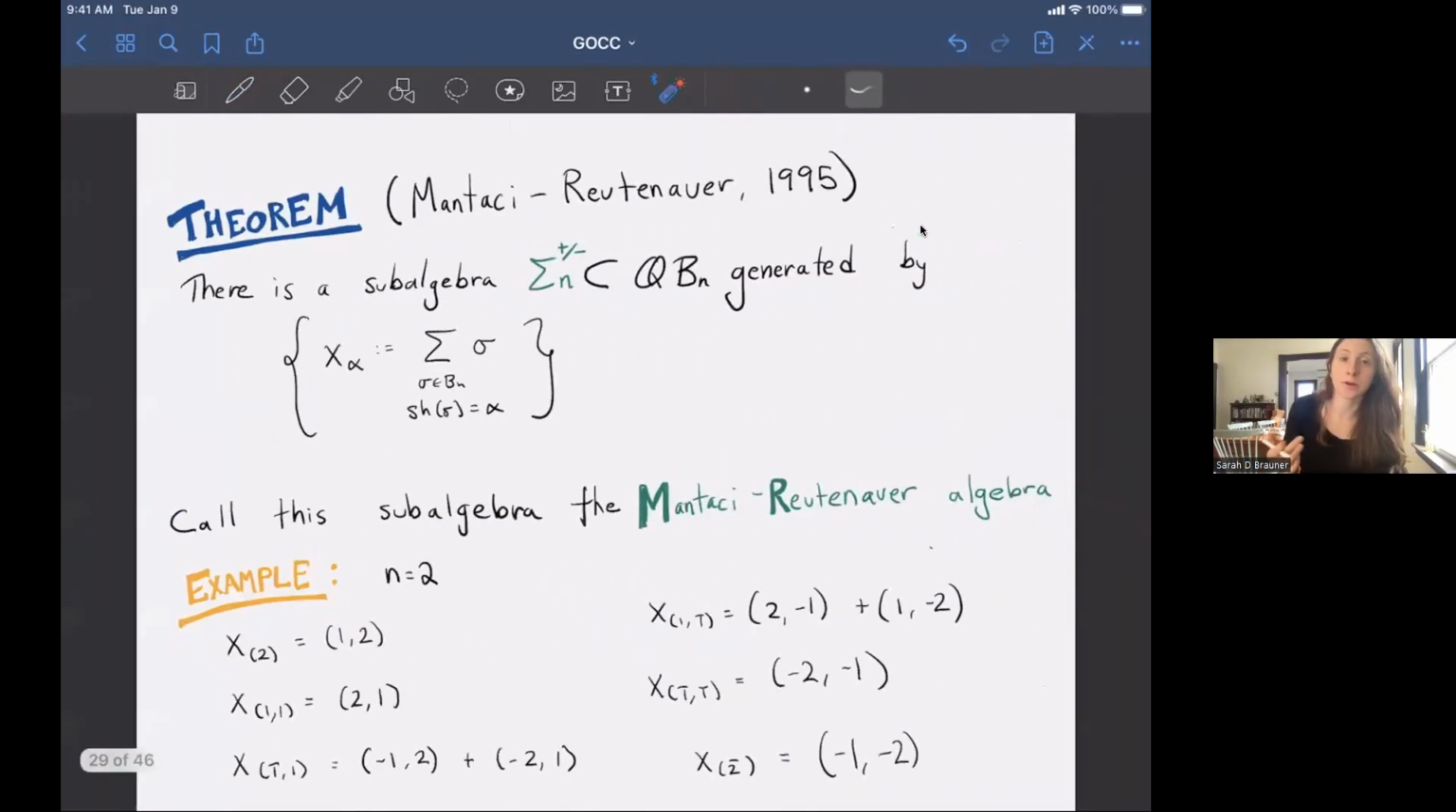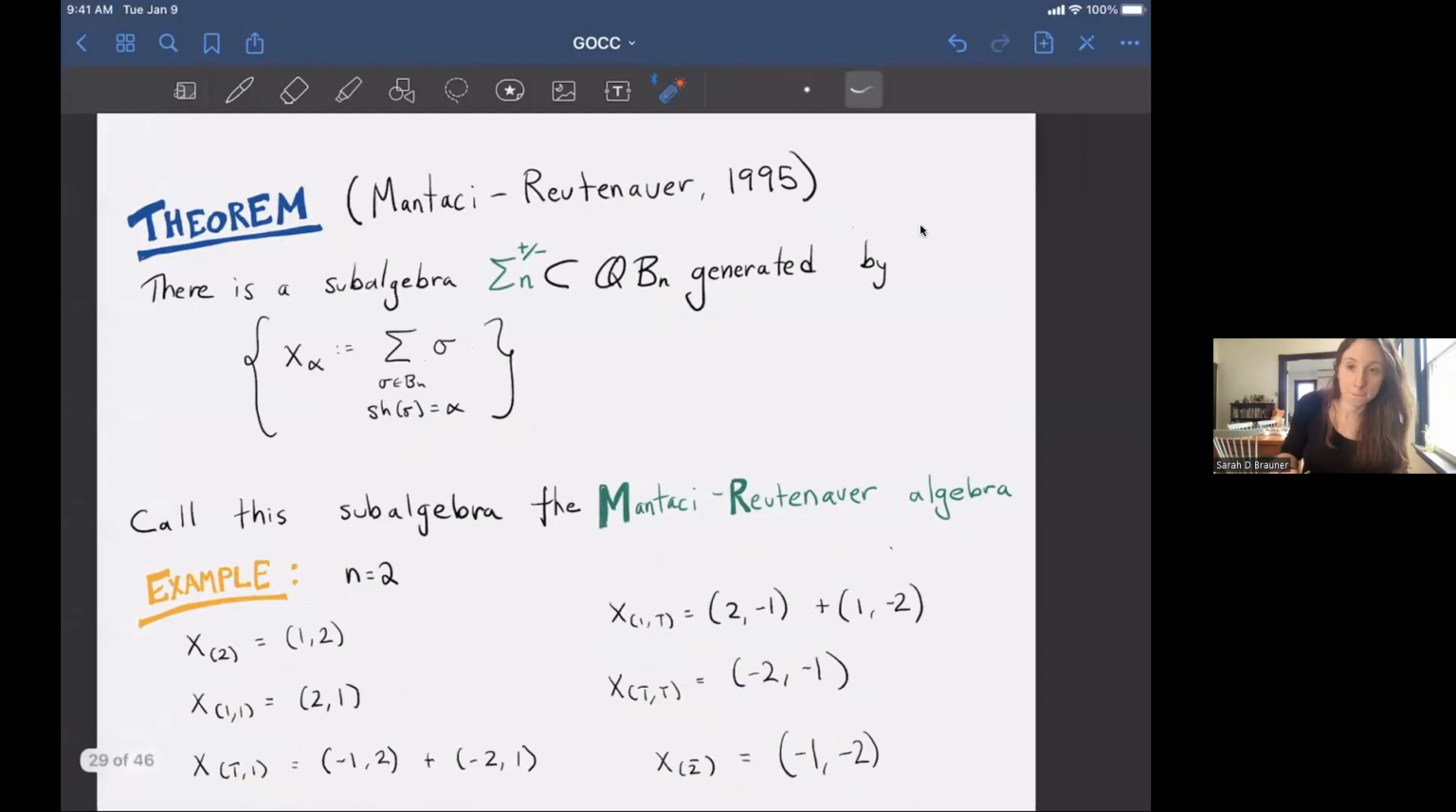Okay, so the theorem, which is due to Mantaci and Reutenauer, is that again I have a subalgebra, this time of the group algebra of Bn, that's generated by taking sums of elements that have the same composition type or shape. And I'll call that the Mantaci-Reutenauer algebra. So here, for example, when n is 2, I have 6 signed compositions. Okay, here they are. And I'm summing over elements that have the same composition shape.